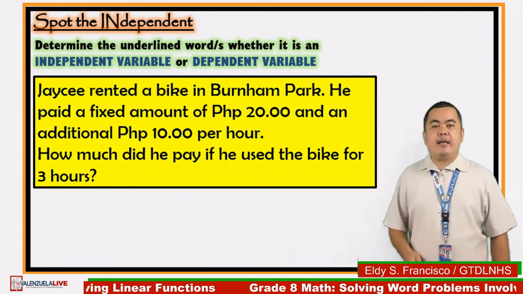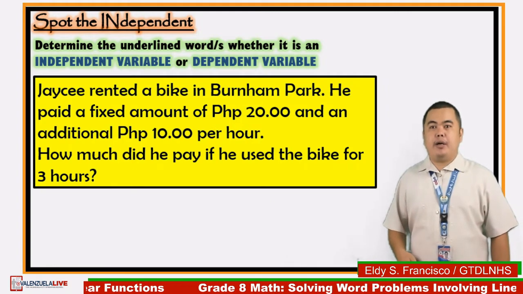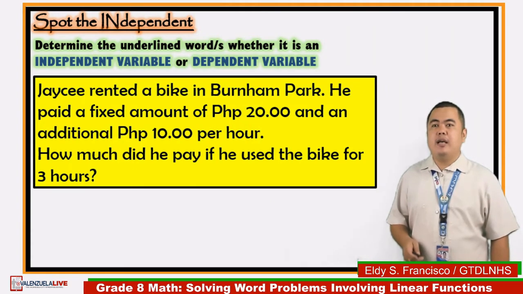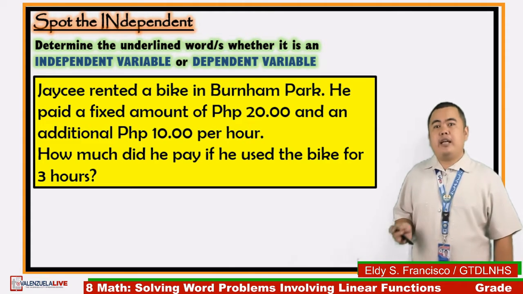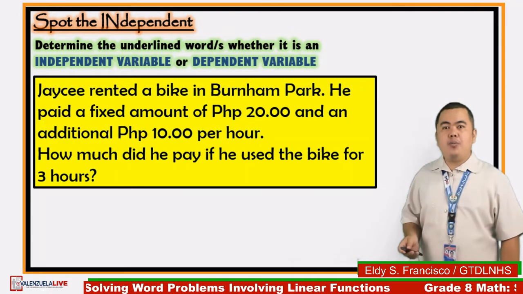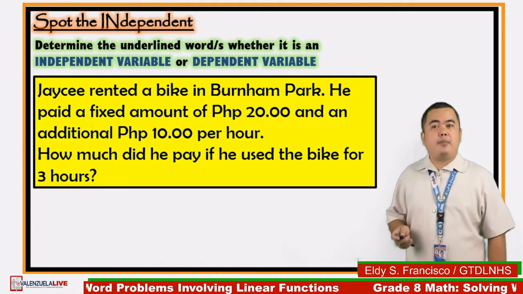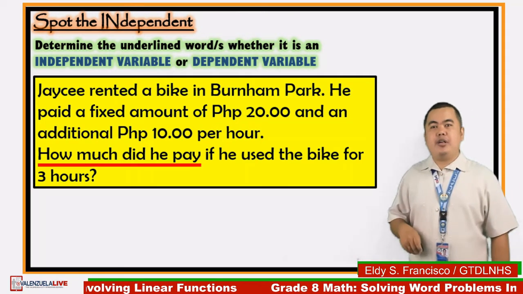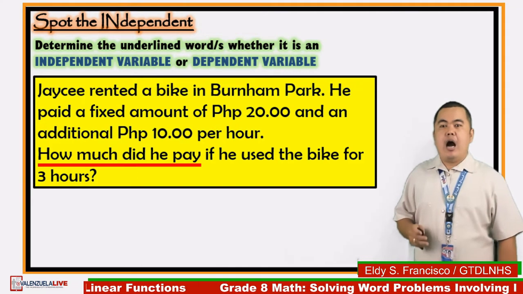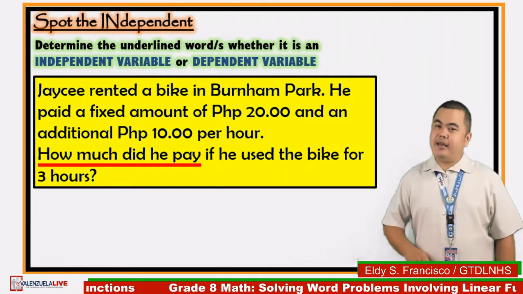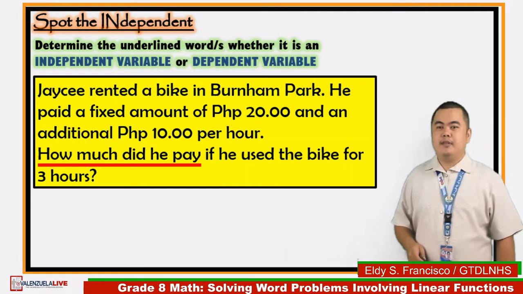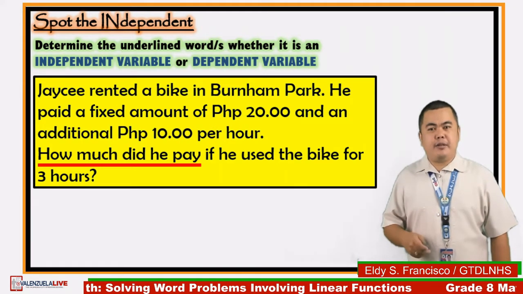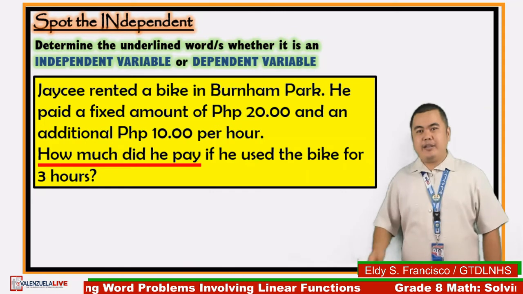JC rented a bike in Burnham Park. He paid a fixed amount of 20 pesos and an additional 10 pesos per hour. How much did he pay if he used the bike for 3 hours? The underlined words are how much did he pay, or the total payment. Is it an independent variable or a dependent variable? Comment now.